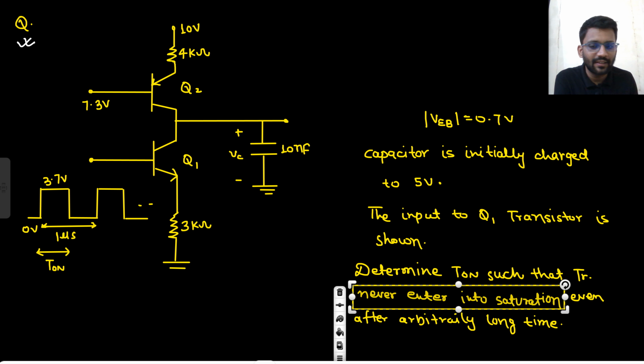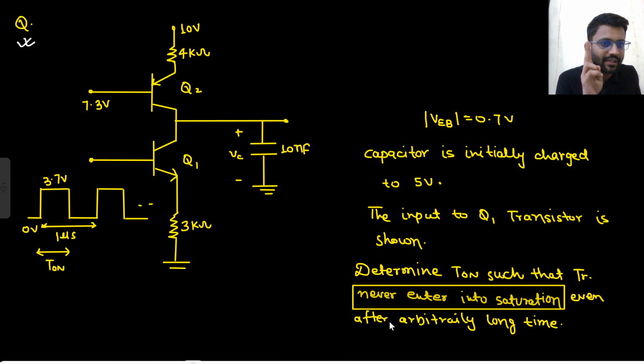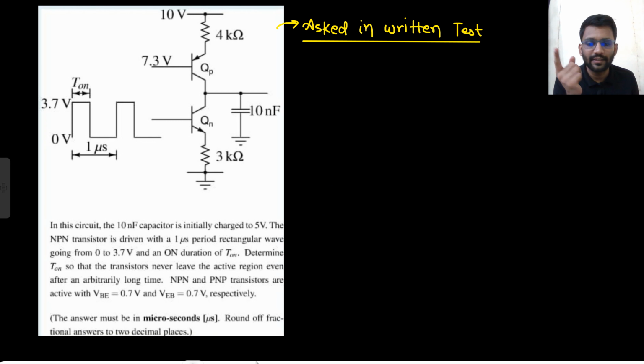What do you understand by this line? Your transistor never enters into saturation. That means your transistor has two options: it can go into active, it can go into cutoff as well. What did they ask? They said that your transistor should never leave the active region. The same question is there, just the language difference is there.